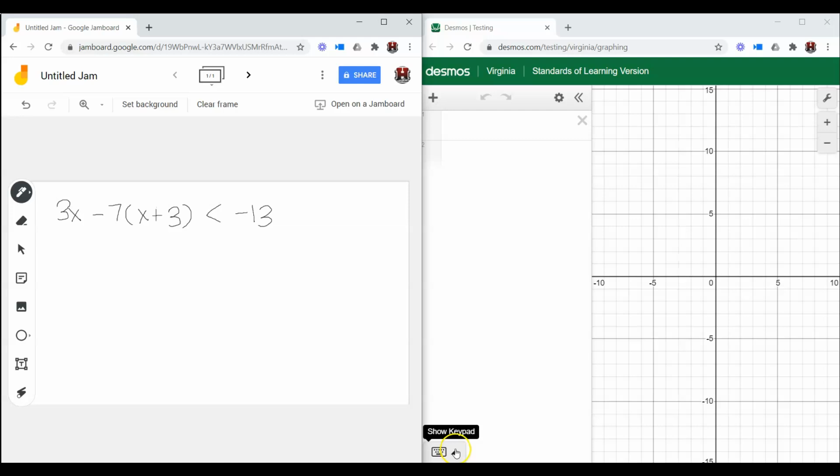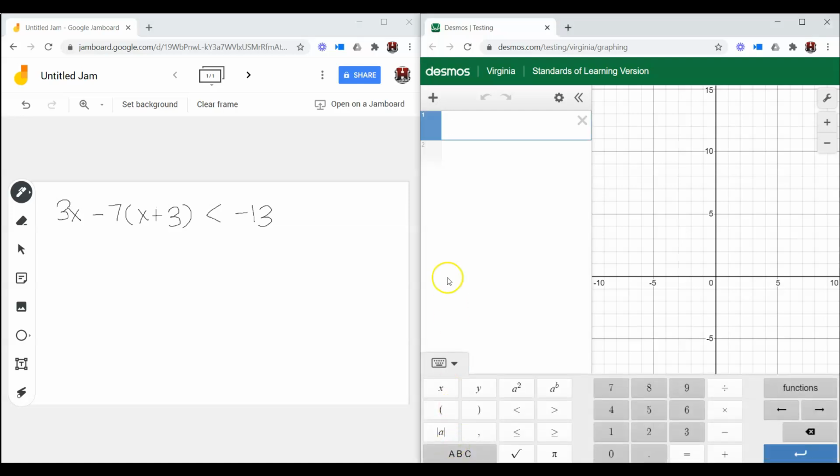All right, so now let's come over here to the Desmos calculator. All right, I'm going to click on Show Keypad, and I notice that my cursor appears up here. I'm going to type this problem in over here exactly the way that I see it. So I'm going to put in 3x minus 7 parentheses x plus 3 close parentheses, and then that is less than a negative 13.